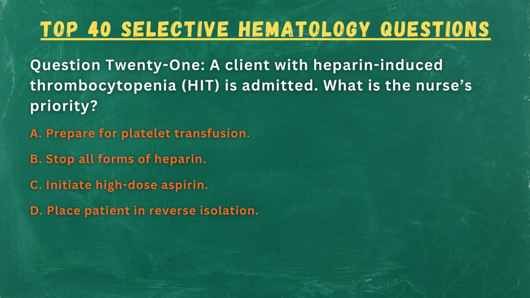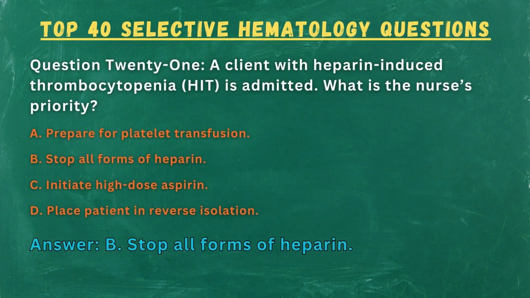Question 21. A client with heparin-induced thrombocytopenia, HIT, is admitted. What is the nurse's priority? A. Prepare for platelet transfusion. B. Stop all forms of heparin. C. Initiate high-dose aspirin. D. Place patient in reverse isolation. Answer. B. Stop all forms of heparin.